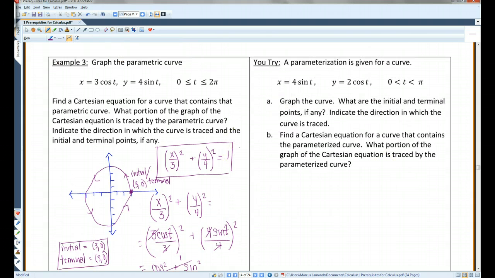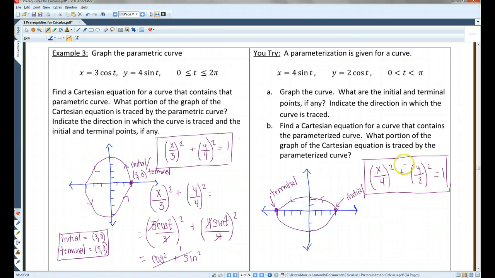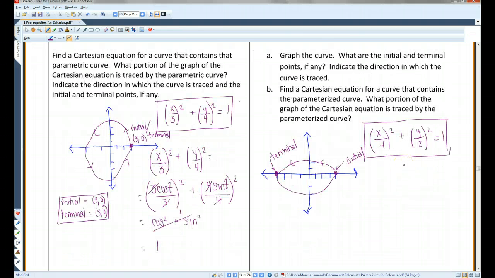Alright, go ahead and pause here and try this one. Alright, this is the answer you guys should have gotten. Okay.